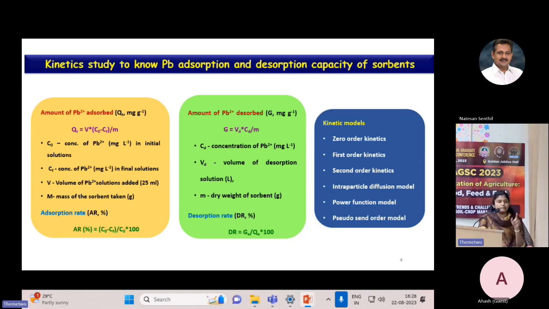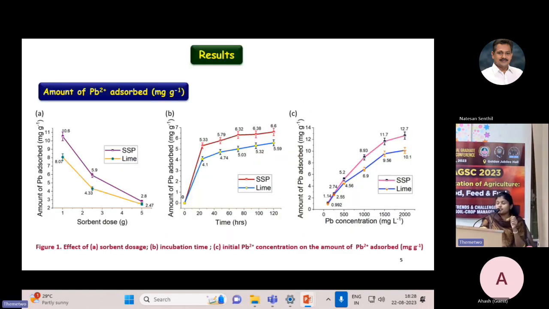these two sorbents. Coming to the results, taking the amount of lead adsorbed, it was found that the amount of lead adsorbed decreased with increasing sorbent dose, whereas it increased with the incubation intervals and increasing initial lead concentration. However, in all three scenarios, it was found that SSP was performing better than lime.